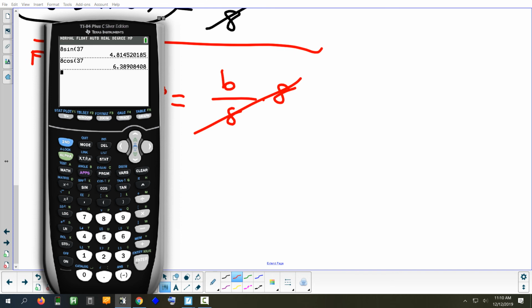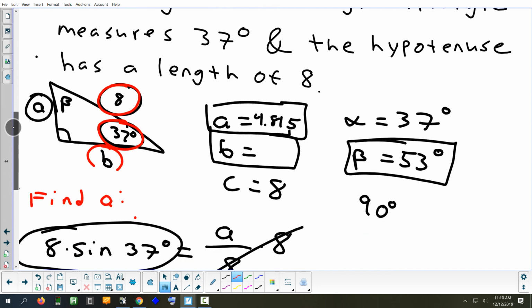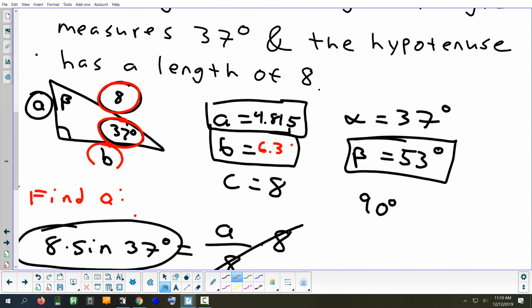Right, so we get 6.389. Now, a couple things I can do to check and see if my answers are pretty good. A couple of them are quick, some of them not so quick.